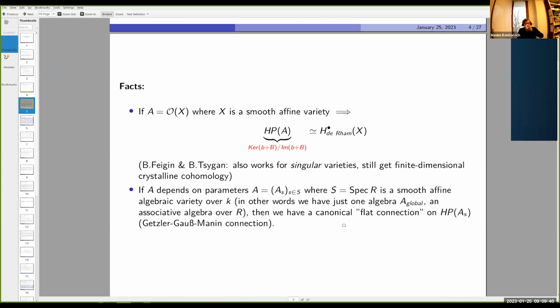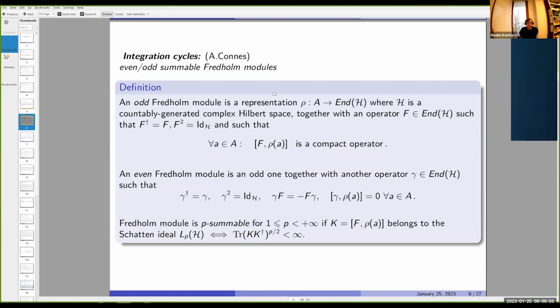But still the formulas are pretty involved. And I will not use or write any explicit formula at all, you will see. Okay, so this is de Rham cohomology. Now we need integration cycles.